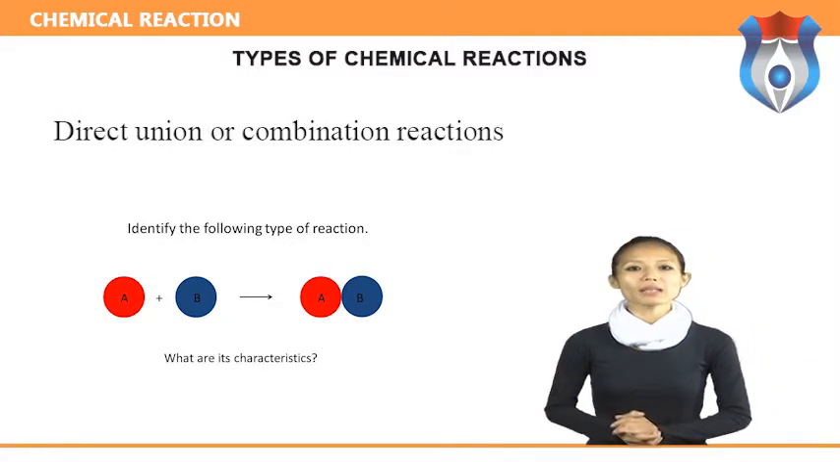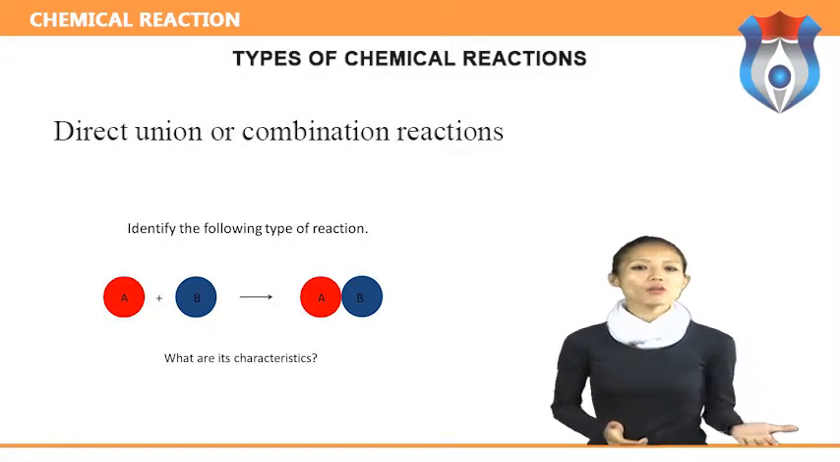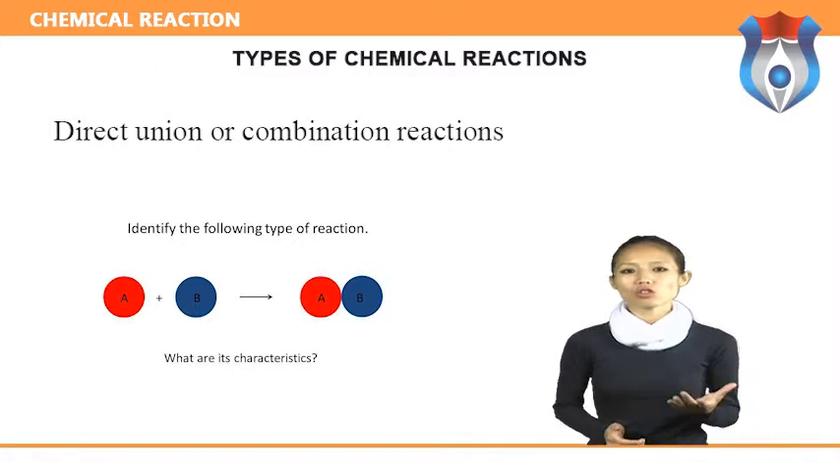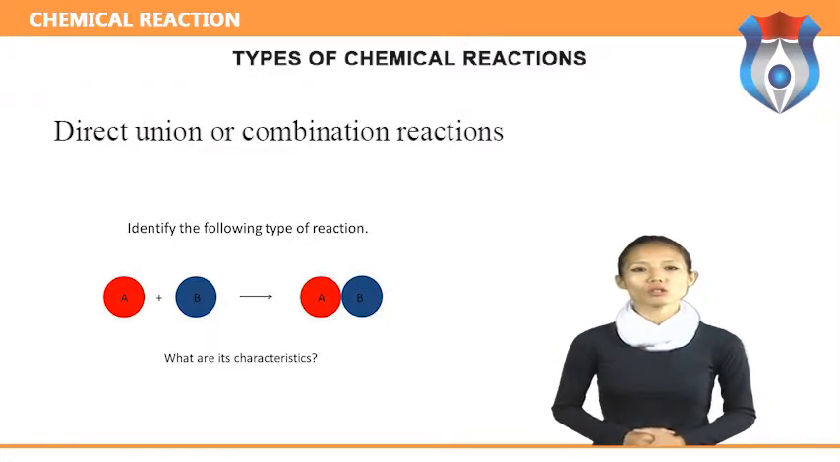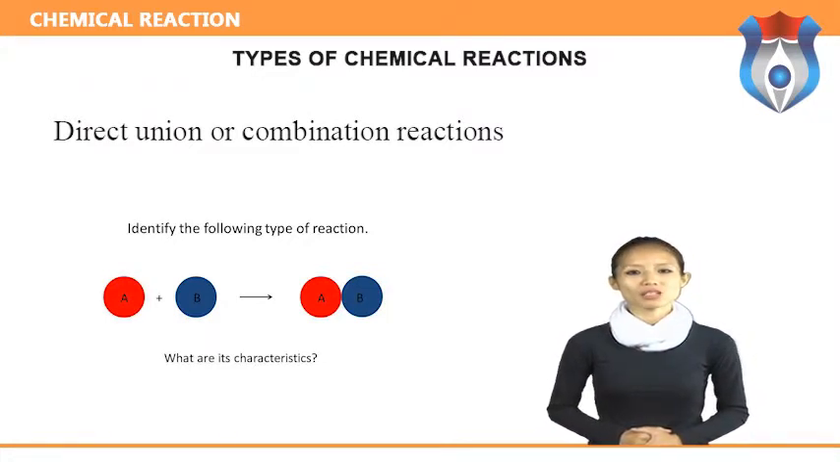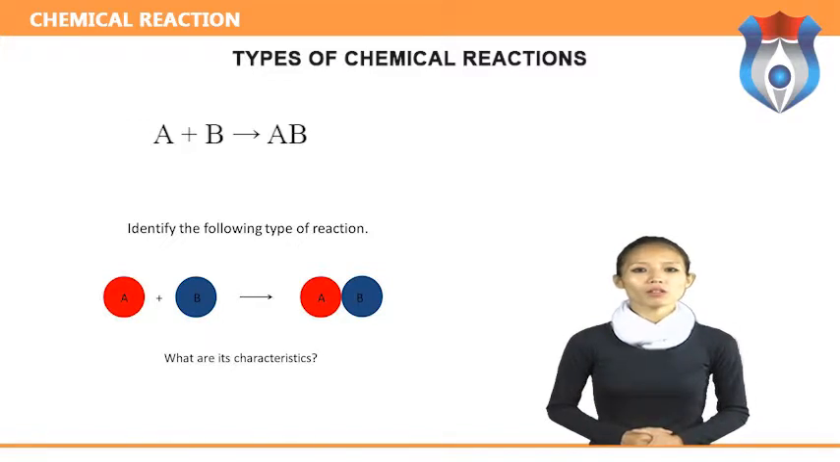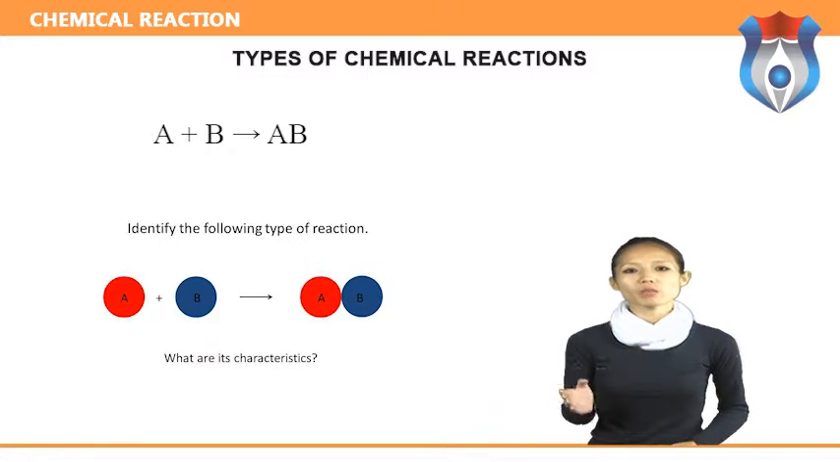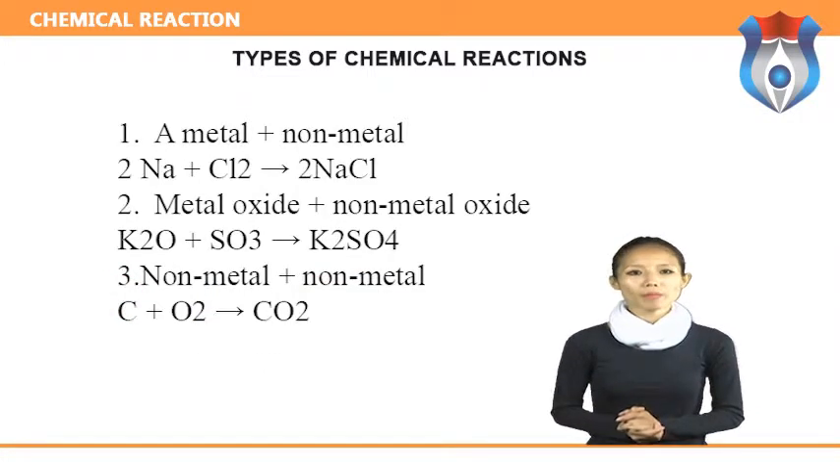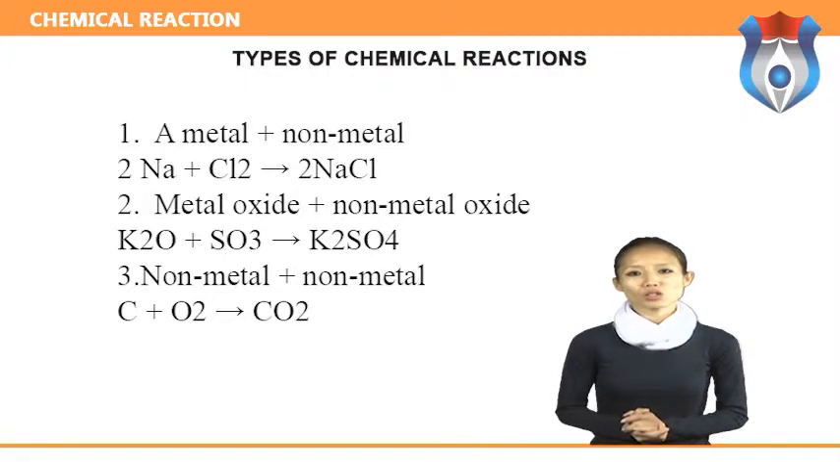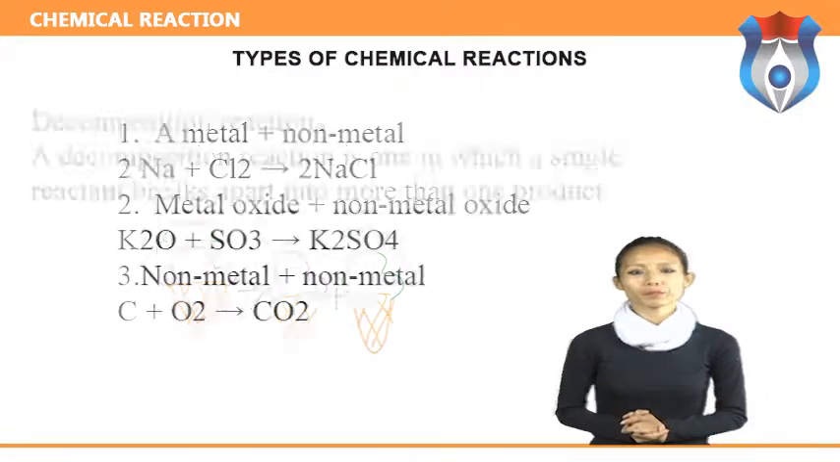Direct union or combination reactions. Any reaction in which 2 or more substances combine to form a single product is a direct union or combination reaction. The general form of a direct union reaction is A plus B yields AB. This type of reaction generally takes place between the following types of compounds: a metal plus a non-metal, a metal oxide plus a non-metal oxide, a non-metal oxide plus a non-metal.